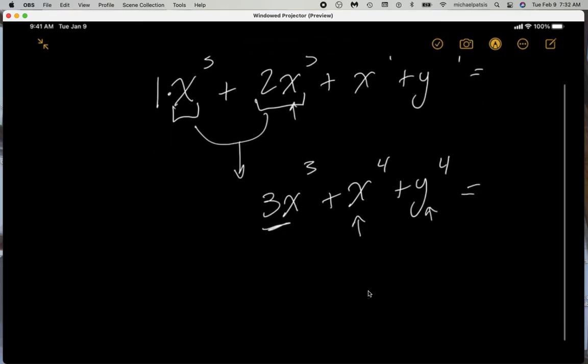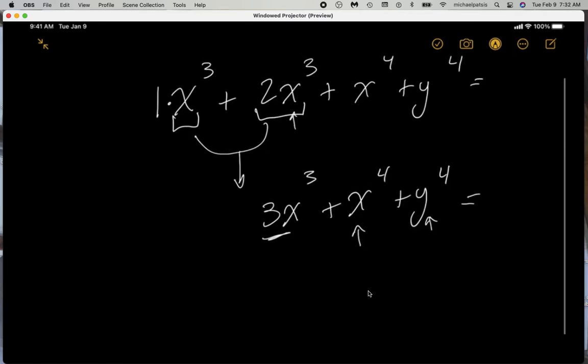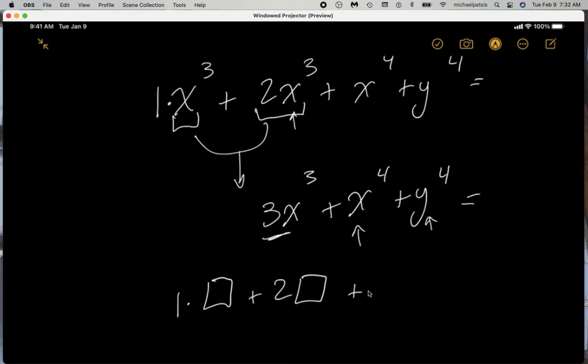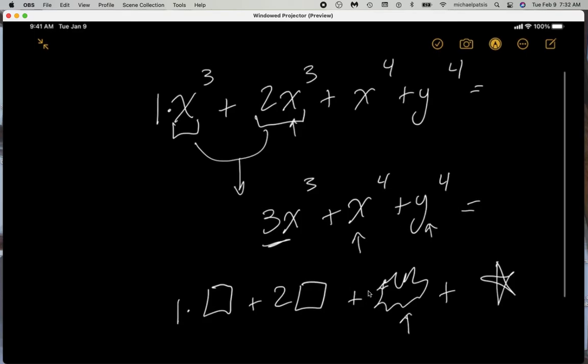It's like having 1 cinder block plus 2 cinder blocks plus something else plus a third something. Okay, these are different. These are the same. So you can combine these to have 3 cinder blocks plus whatever this object is plus the star.